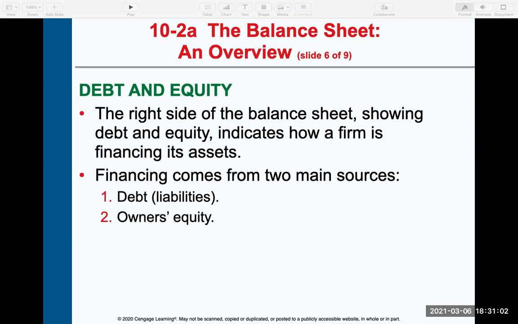So on the other side of the balance sheet, consider the formula, right? Total assets. So we talked about the assets on the left side. On the right side is the actual debt and equity. So the right side of the balance sheet showing debt and equity indicates the firm's financing for its assets. Remember, the reason we have these assets, the buildings, the vehicles, so on and so forth, is because we either finance them with the capital we have from the owner's equity or debt itself.